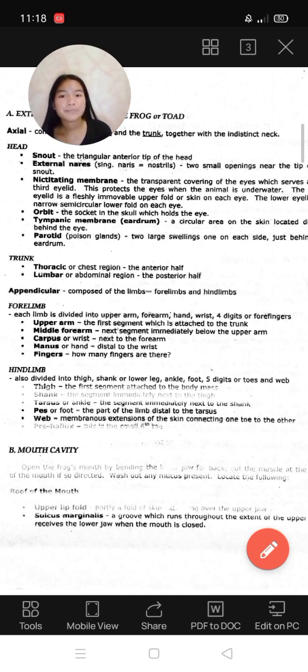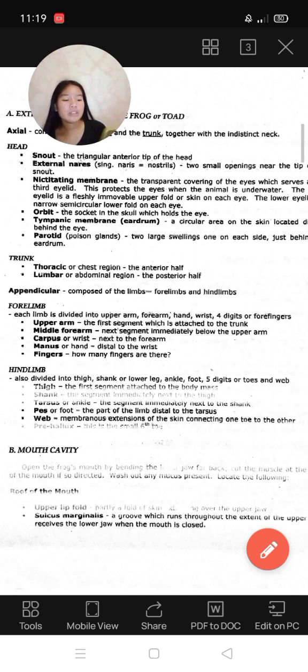Next is the middle forearm, the segment immediately below the upper arm. The forearm is the region of the upper limb between the elbow and the wrist. The term forearm is used in anatomy to distinguish it from the arm. Next is appendicular.